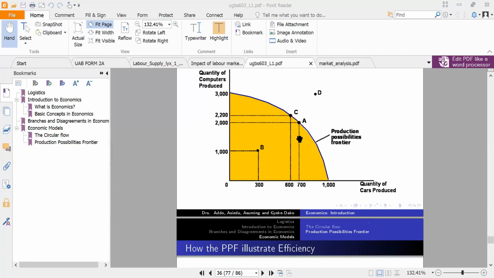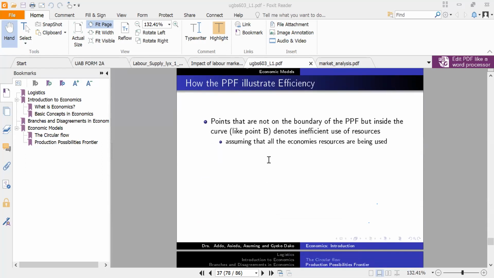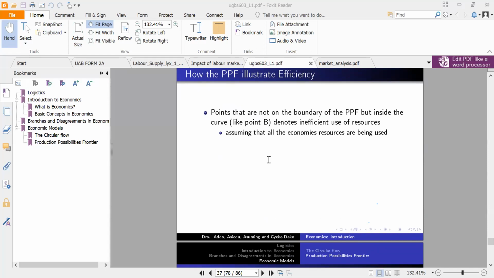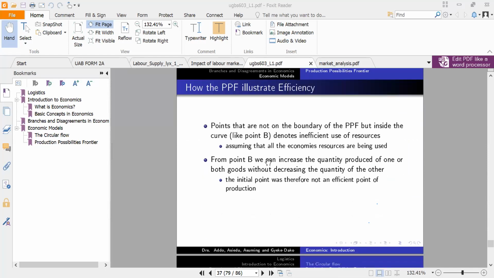If you decide that you want to increase your production of computers to 2,200, because of resource constraints you have to reduce the number of cars you can produce. So you have to reduce the number of cars from 700 to 600. If you further move towards more computers, then you have to give up the production of the other one, because of resource constraints. So that is a tool that also helps you to analyze economic decision making.